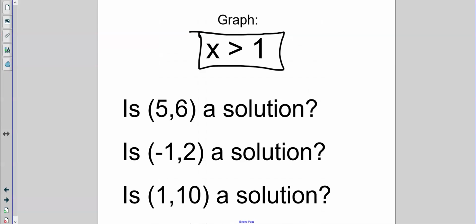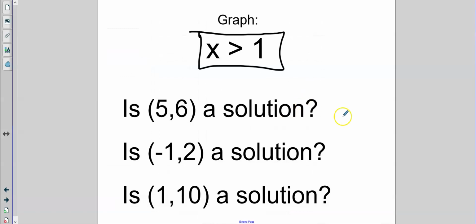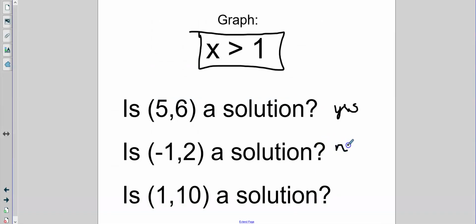And so we'll check our points. 5, 6. So let's type in 5, 6. 5, 6 definitely is yes. -1, 2. So I'll type in -1, 2. -1, 2 is definitely not in the shaded area. So that would be a no.